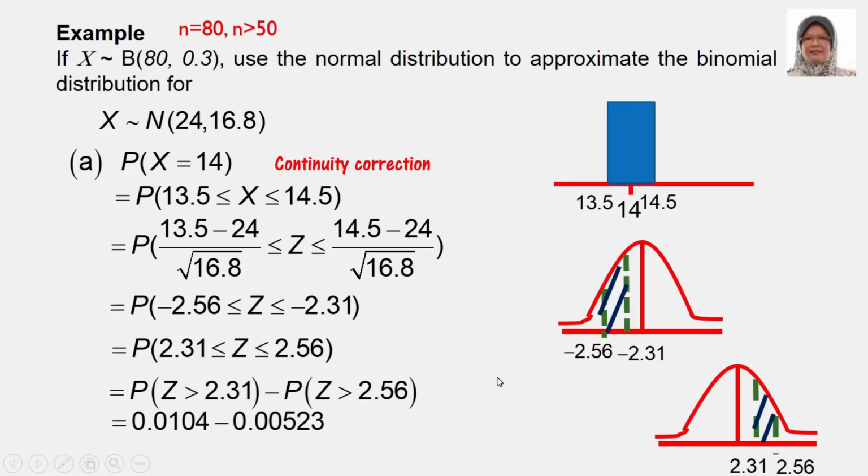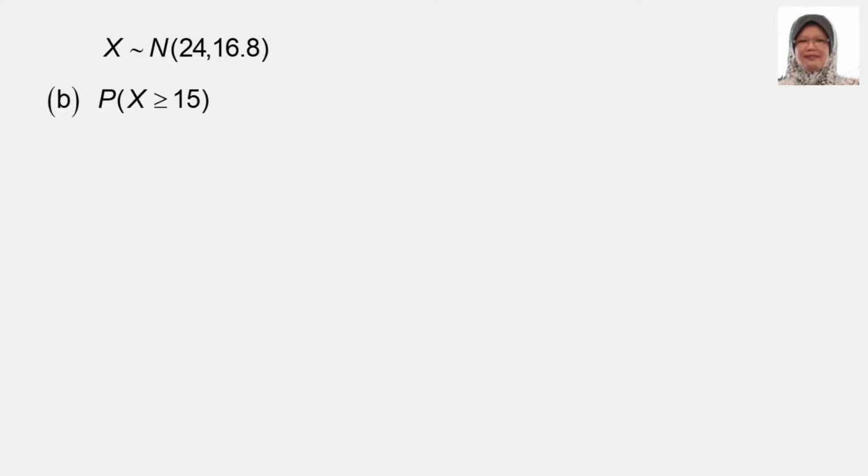We get 0.0104 minus 0.00523, and the answer is 0.00517. Okay, for B, P(X greater than or equal to 15).